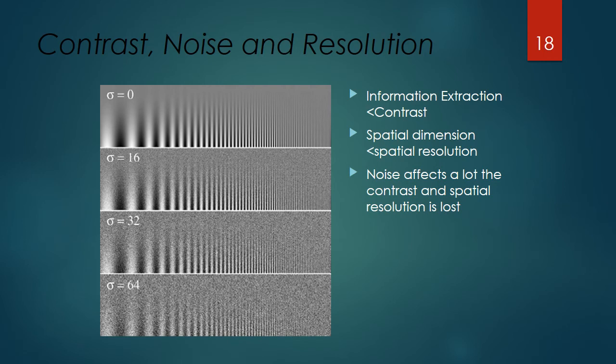For the relation between contrast, noise, and resolution, we have these images, where we can see that the information extraction can be lower than the contrast. The spatial dimension can be lower than the spatial resolution, and the noise affects the contrast and spatial resolution a lot, where it's lost. And that's all.